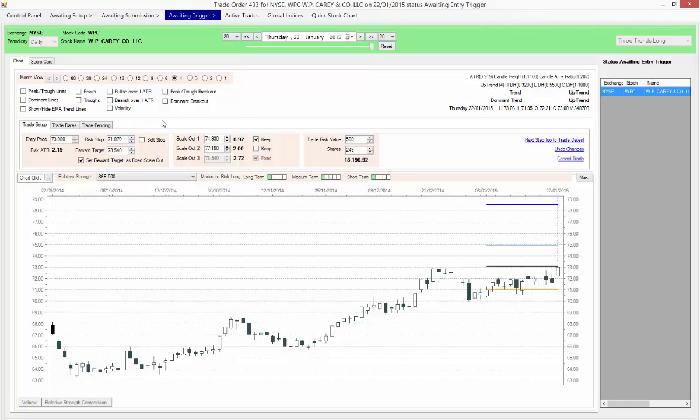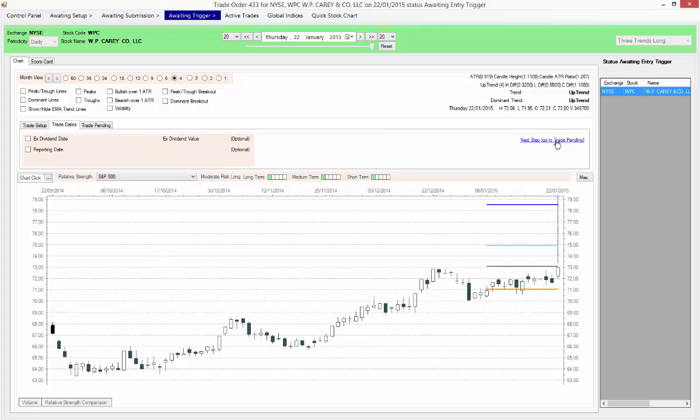Again, we have a workflow area about what is applicable to consider when the trade is in an awaiting trigger status. I'm still at liberty to modify my setup. Again, working from left to right. Areas to consider are the risk stop, the reward target, which can be modified if I wish. Now, I still have trade dates. I have a new tab here in this workflow, trade pending.